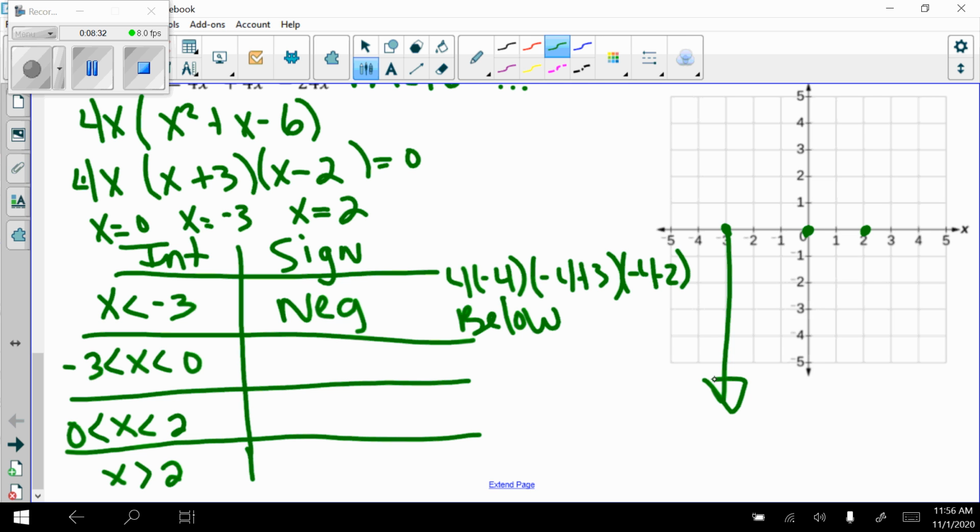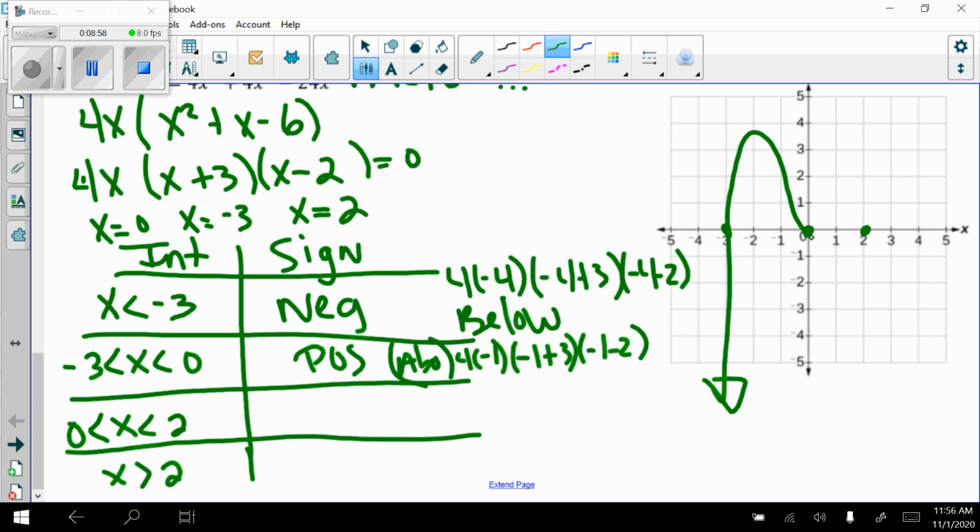When x is between negative 3 and 0, I'm just going to pick negative 1. So 4 times negative 1 times negative 1 plus 3 times negative 1 minus 2. So I have a negative times a positive times another negative, so positive. I know between negative 3 and 0, my graph is above the x-axis. I don't know how high it goes, and I don't need to know how high it goes. Whatever I want it to be, like that.